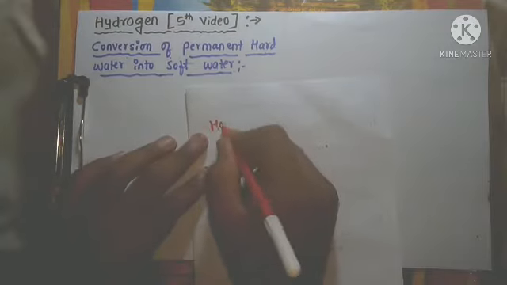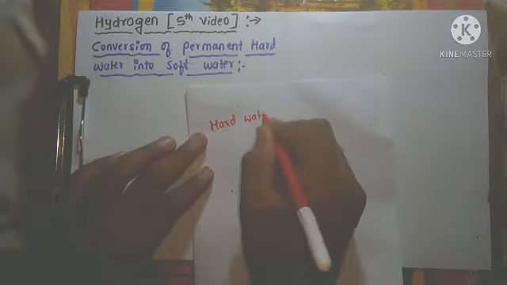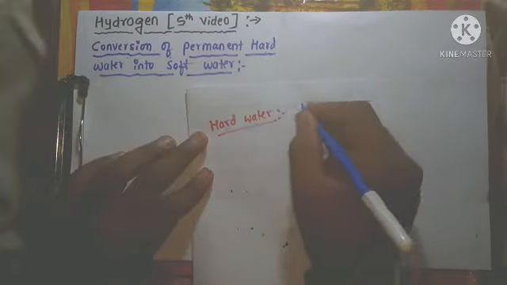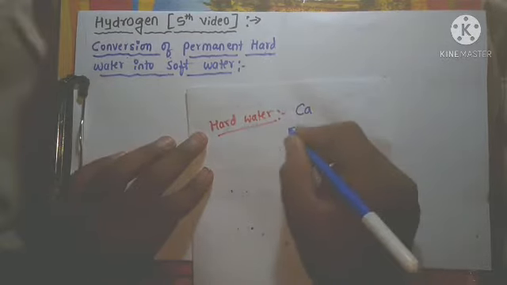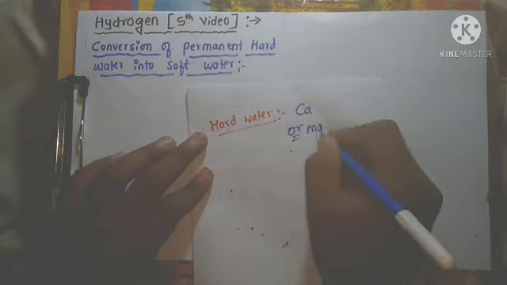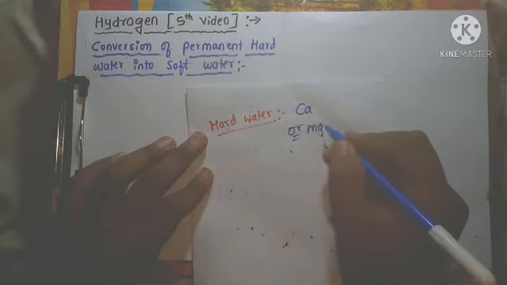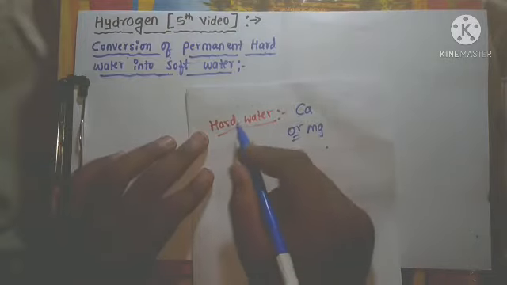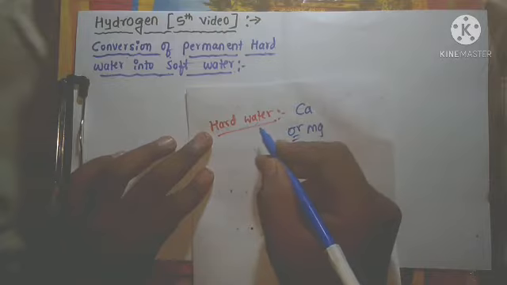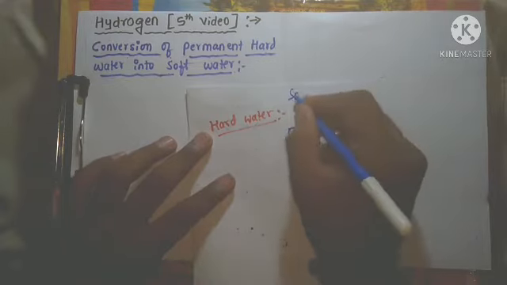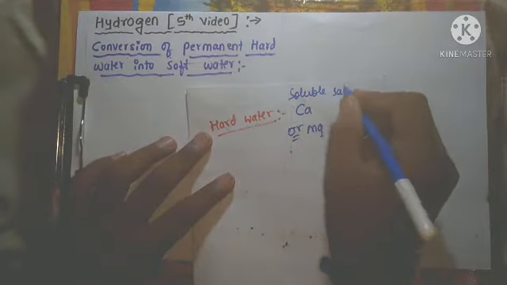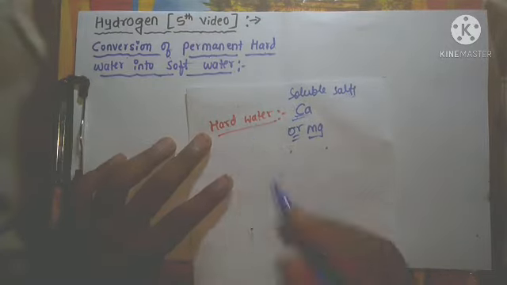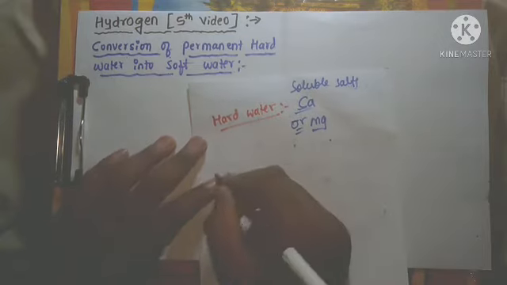First, we will discuss what is meant by hard water. The water which contains soluble salts of calcium or magnesium, or sometimes both calcium and magnesium. If these are present in the water, that water is called hard water. Now, what is meant by permanent hard water?